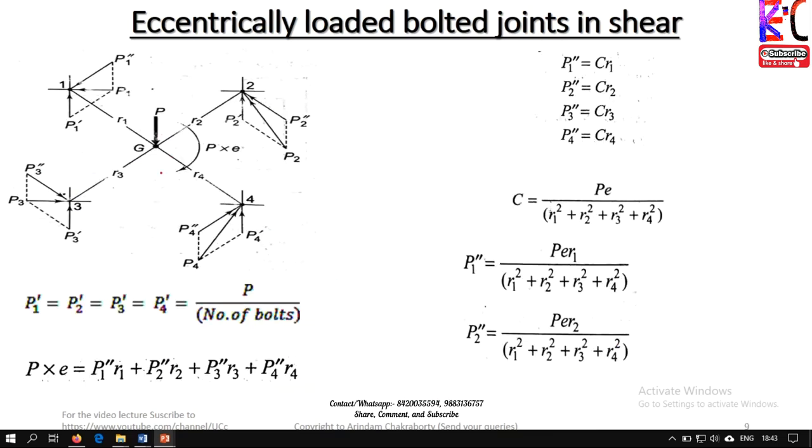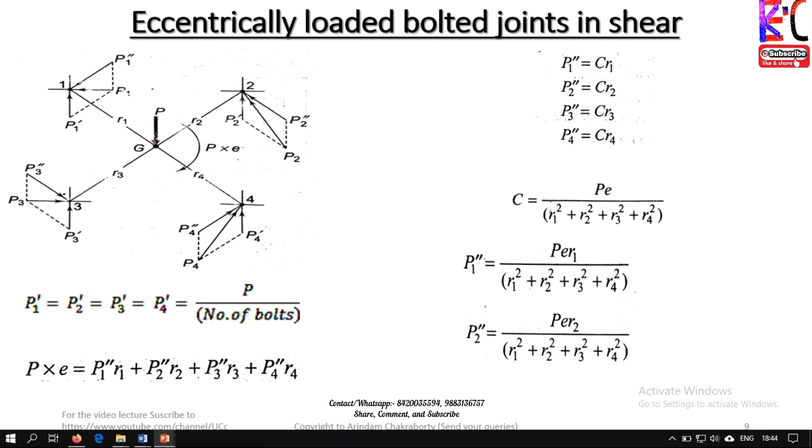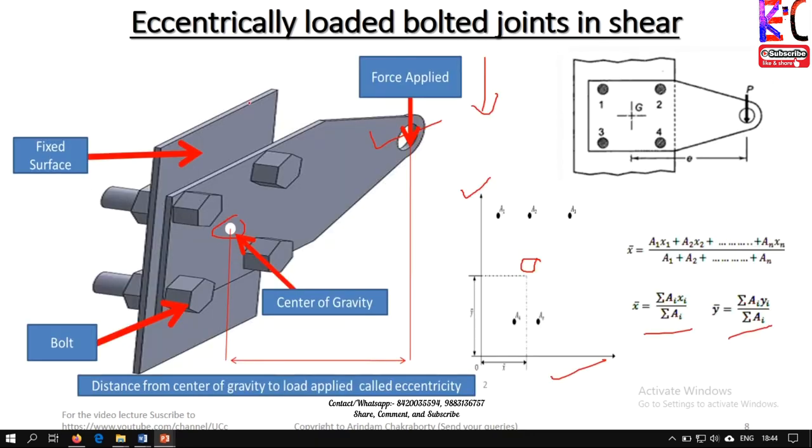Next, what happens if we simulate this load to be acting over here? In other words, it's impossible to understand that the load is acting over here. So you could assume that, due to the bending action, the load is acting on the center of gravity. Okay, let us assume. It's only for assumption. Let me clear you, it is not practically possible; it is only an assumption.